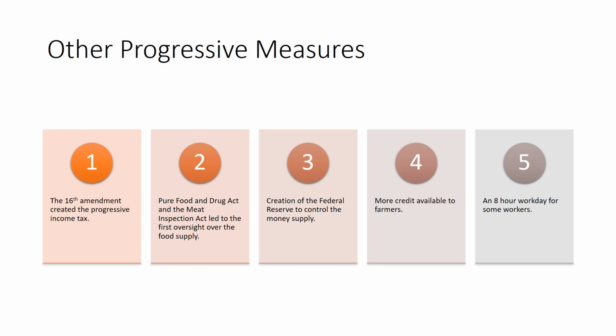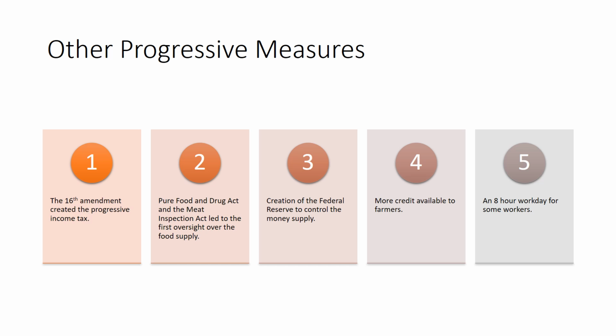There are a whole host of other progressive measures that we need to mention. We'll go through them rather quickly here. The 16th Amendment was a progressive measure. It's going to create a progressive income tax, the kind of tax system we have today, where basically you are taxed based on how much you make every year.